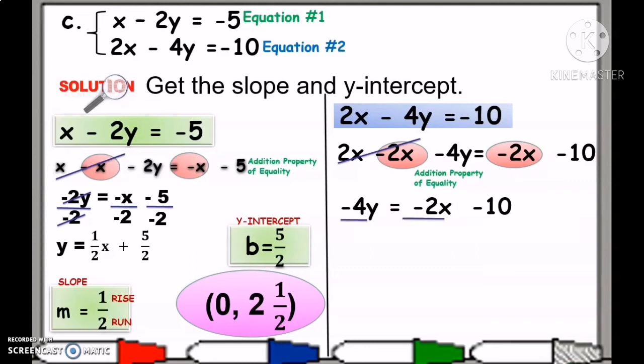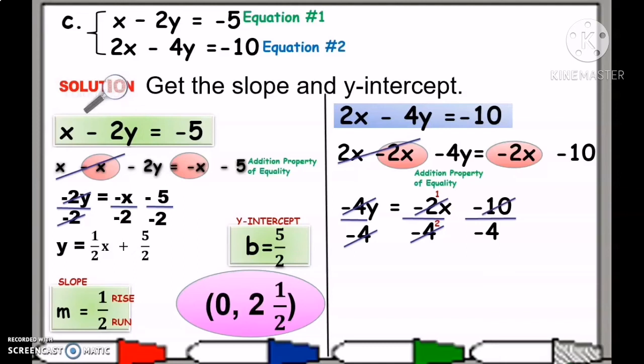Solve for y tayo. Divide natin lahat by negative 4. Negative 4 and negative 4. Negative 4 divided by negative 4 is y na lang. Then, negative 2 divided by negative 4 is magiging positive yung sign. And then, 2 and 4 is reducible by 2. So, yan po ay 2 divided by 2 is 1. 4 divided by 2 is 2.